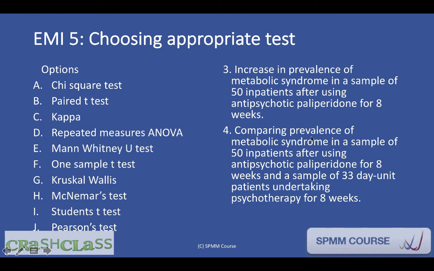Finally, comparing prevalence of metabolic syndrome in a sample of 50 inpatients after using antipsychotic for 8 weeks and a sample of 33 patients taking psychotherapy. So you have two different groups. You're comparing proportions in two groups, chi-square test. Okay, so this is chi-square test. Option H for this one, McNemar's. Option A, chi-square for the other one.